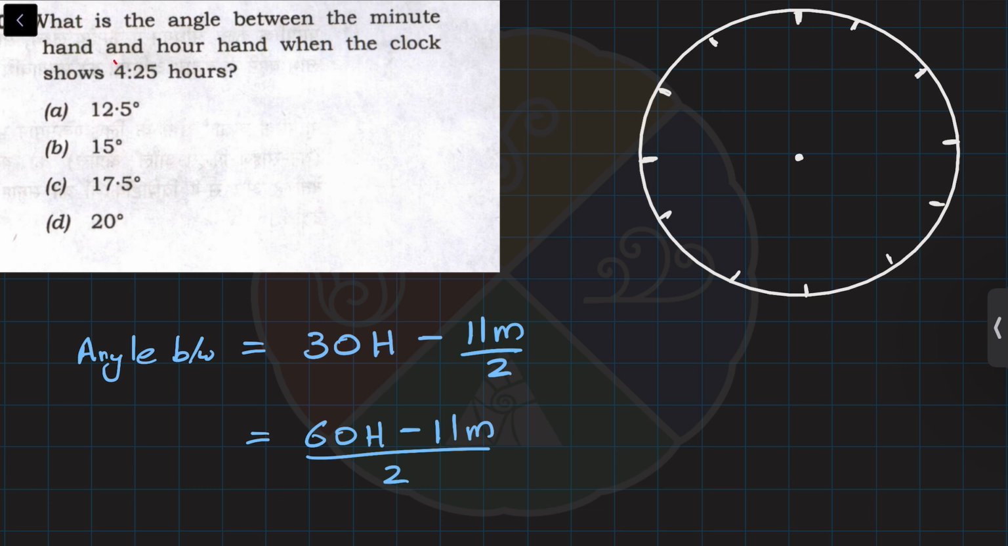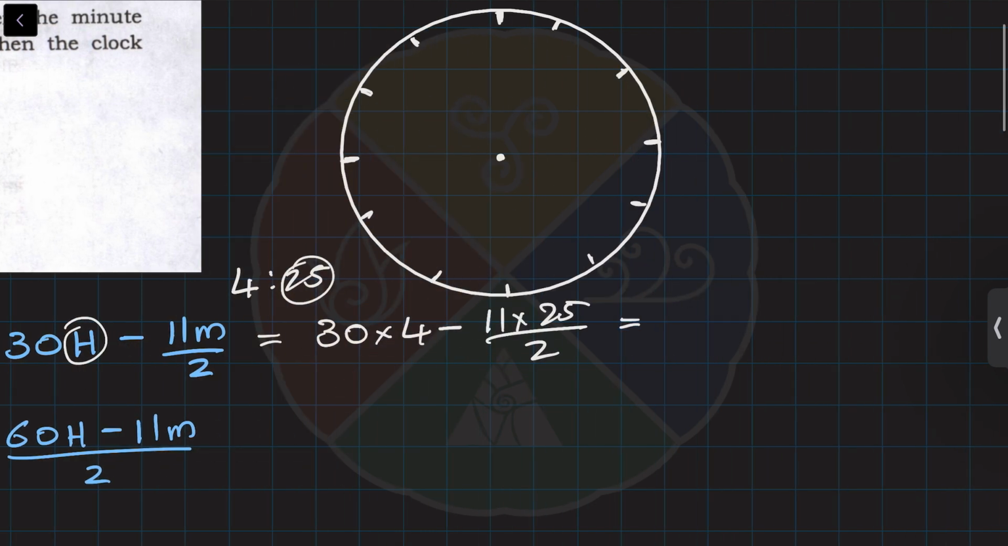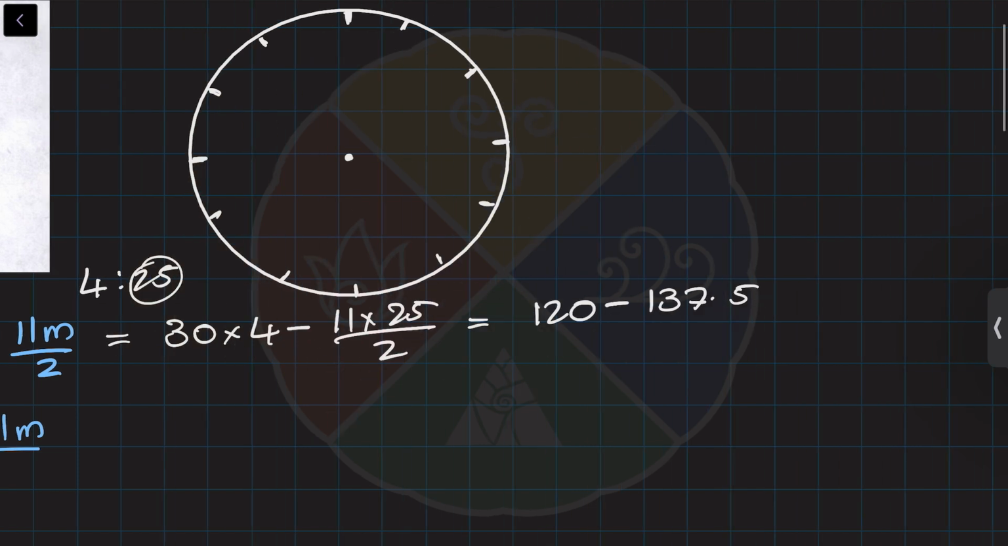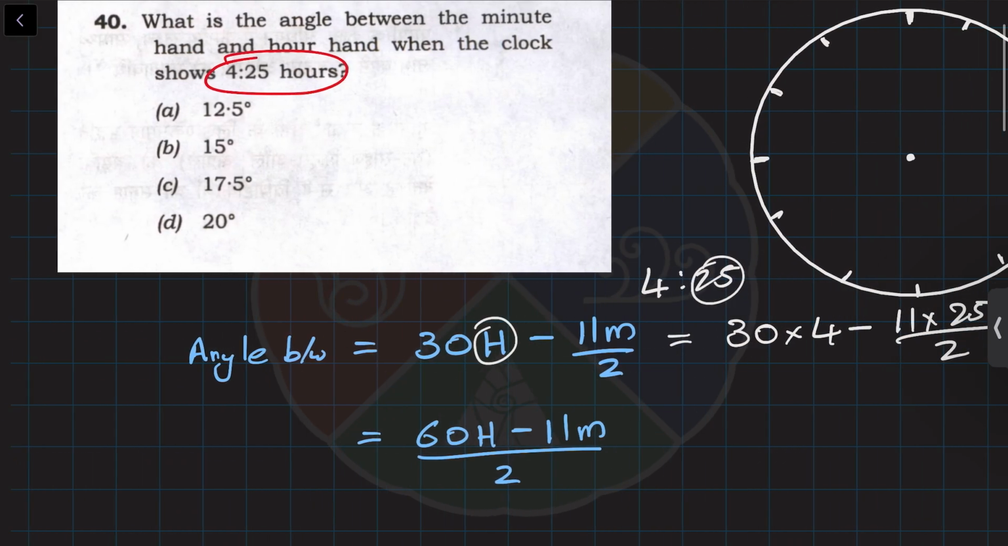The time which the question gives is 4:25. So whenever h comes, simply put 4. 30 into 4 minus 11 into 25 by 2. There you are going to get 120 minus, what is that value? 25 into 11 divided by 2 is 137.5, and that is going to be minus 17.5. I told you, you can ignore the minus. The answer is 17.5 degrees.